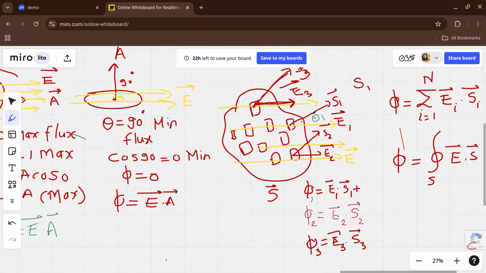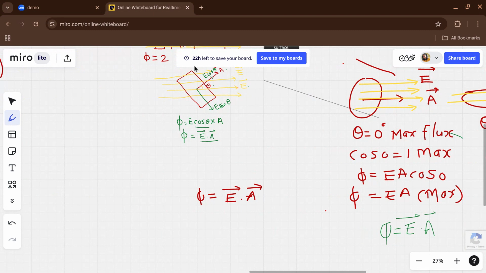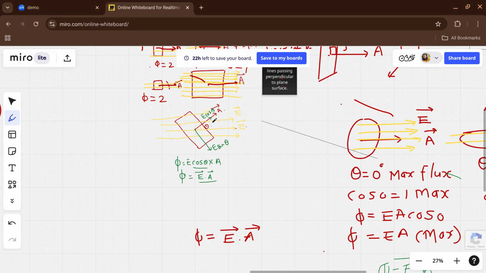And for an inclined surface, you have to count on theta. What should be the theta? So flux can be counted as E cos theta into A or E bar dot A bar.